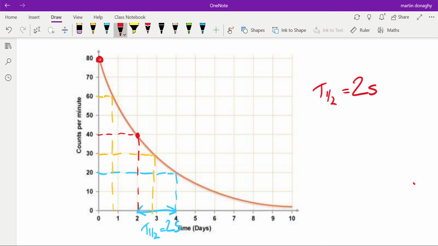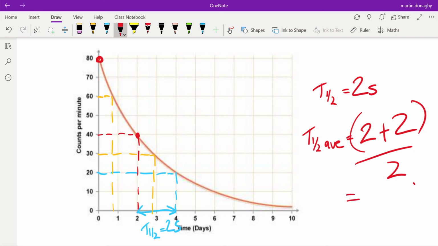Once I've got two readings, what I then work out is an average. So from 80 down to 40 was 2 seconds, from 40 down to 20 was 2 seconds, and I just take an average of those two numbers, so I divide that by 2. Gives me 2 seconds, obviously. However, there is usually a mark for this step in exams, so you show it. Even if both the times you've got are the same, you show that you've taken an average of those readings.